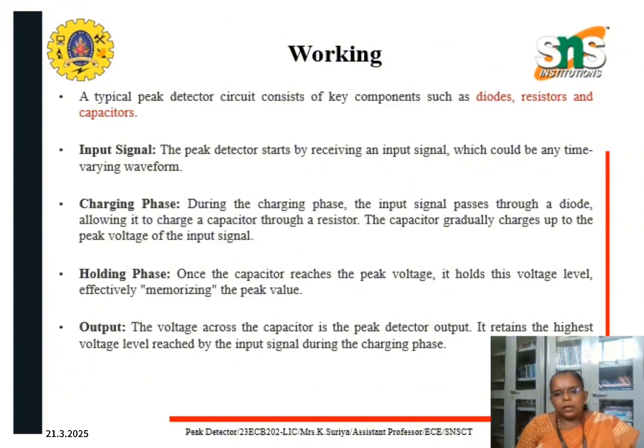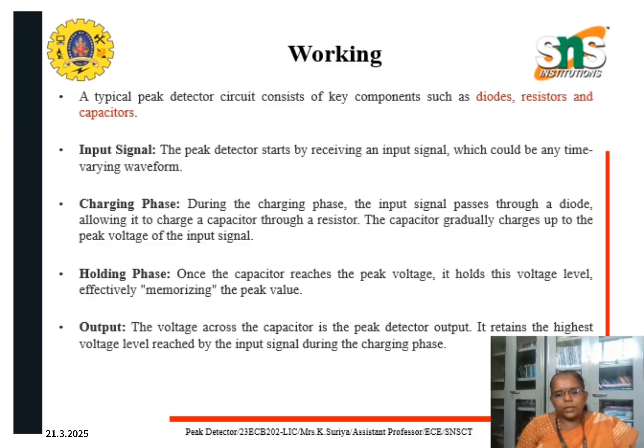The working is divided into four parts. First one is the input signal. The peak detector starts by receiving an input signal, which could be any time varying waveform. Next one is the charging phase, where the input signal passes through the diode, allowing it to charge the capacitor through the resistor. The capacitor gradually charges up to the peak voltage of the input signal.